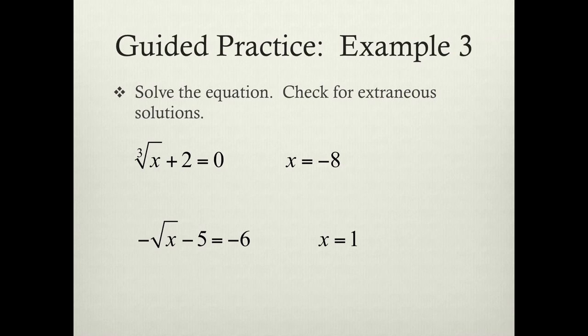In our second equation, we're going to add the 5 to both sides first. Then we're going to divide by negative 1 because of that negative out in front of the square root of x. And that's going to end up being the square root of x equal to 1. So squaring both sides gives me 1, and everything works out just fine. So both of these have solutions that really do work.